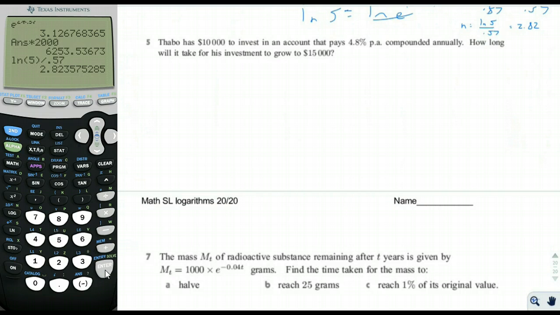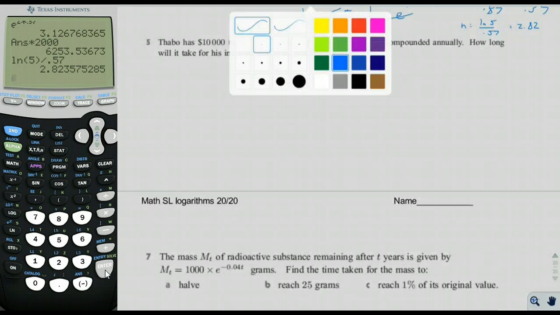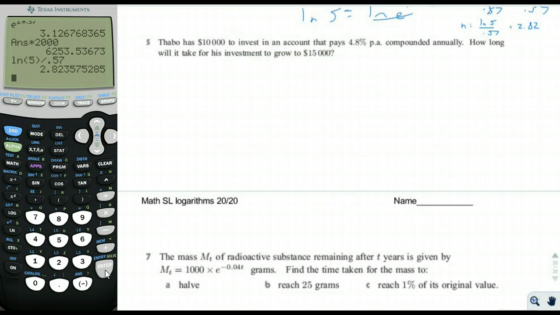Tabo has $10,000 to invest in an account that pays 4.8% compounded annually. How long will it take for his investment to grow to $15,000? Okay, so for this one, we're going to use the multiplication factor, which is 4.8%, which is 0.048, plus 100%, which is plus 1. So the multiplication factor is going to be 1.048.